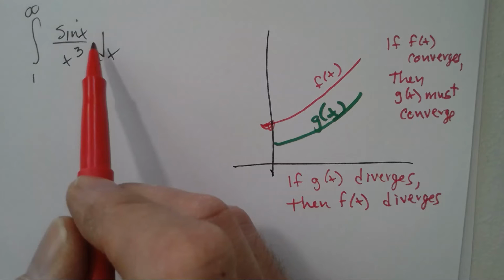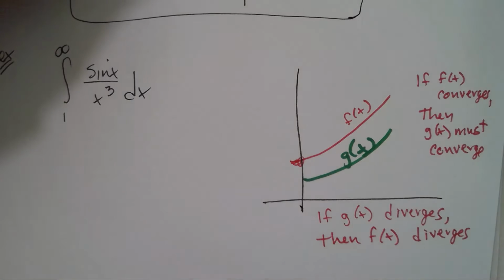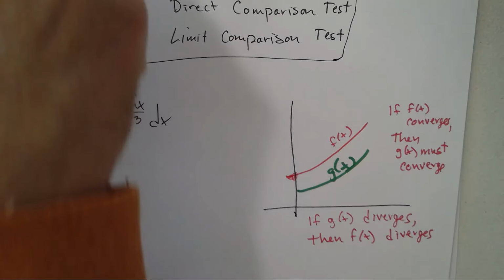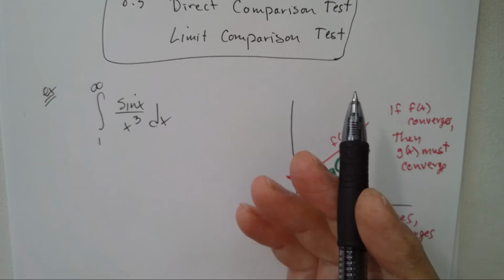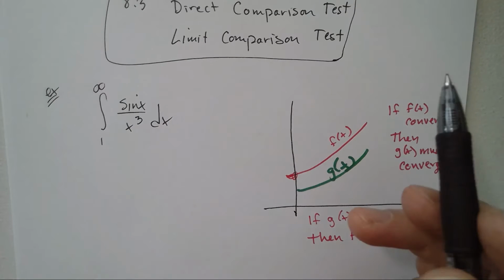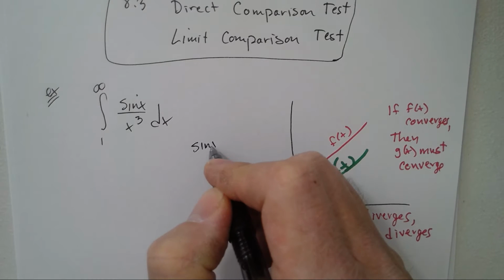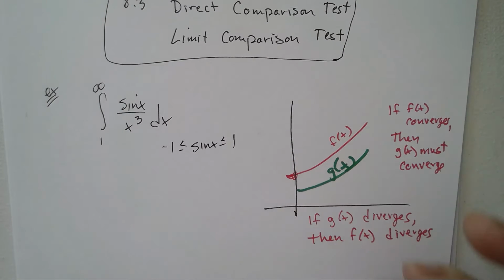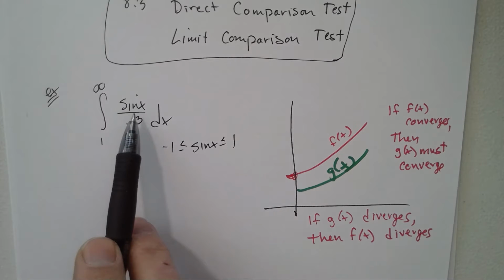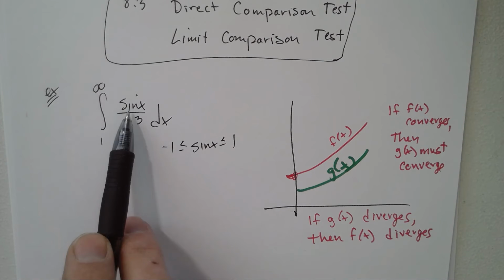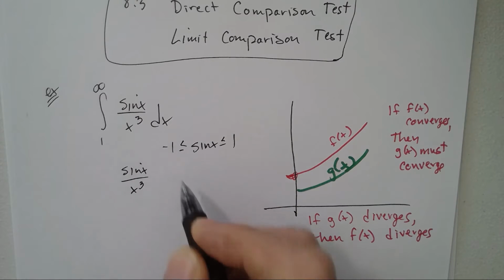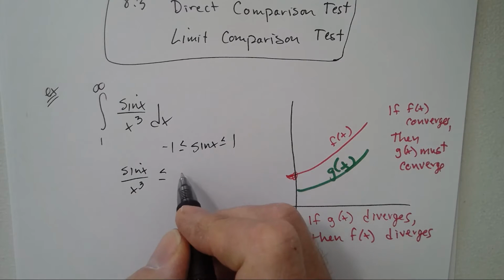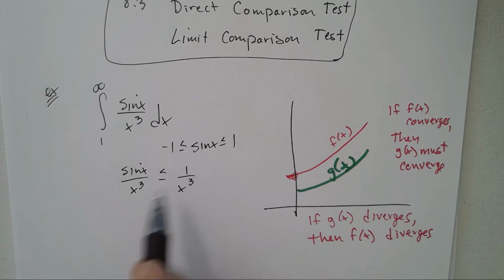In problems like this, they're often with sine x or cosine x, which is pretty common for a direct comparison test. If you see a sine x or a cosine involved, a lot of times that's an indicator that you'll use the direct comparison test. We know this about sine x, that it is always between -1 and 1. So the biggest sine x could ever be is 1. So the expression sine x over x cubed is always going to be less than or equal to 1 over x cubed.